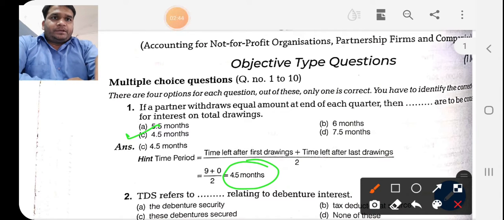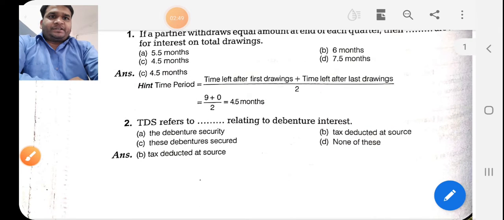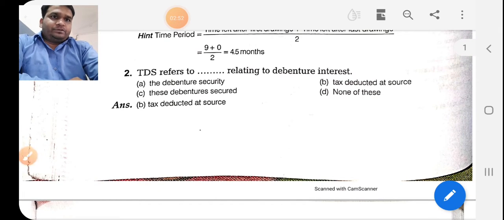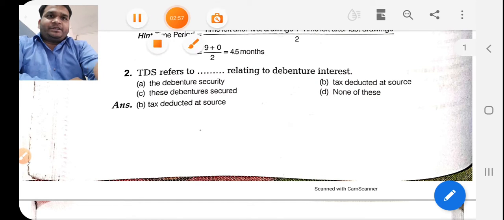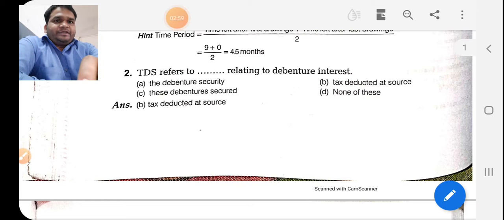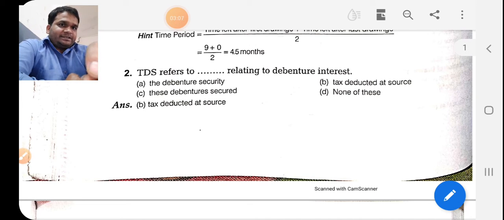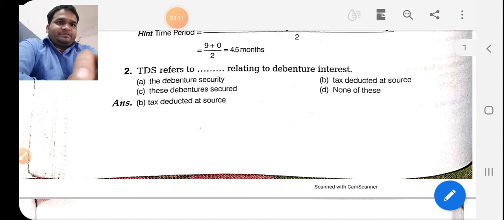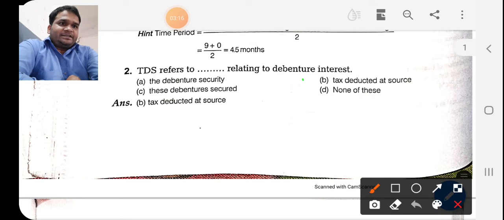Let us move on to our next question. TDS refers to tax relating to debenture interest. In this question we have to write the full form of TDS. The full form of TDS is tax deducted at source. So this will become our right answer.